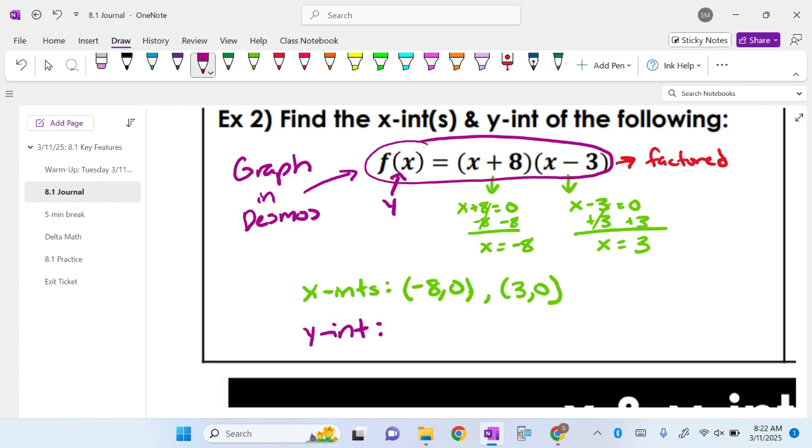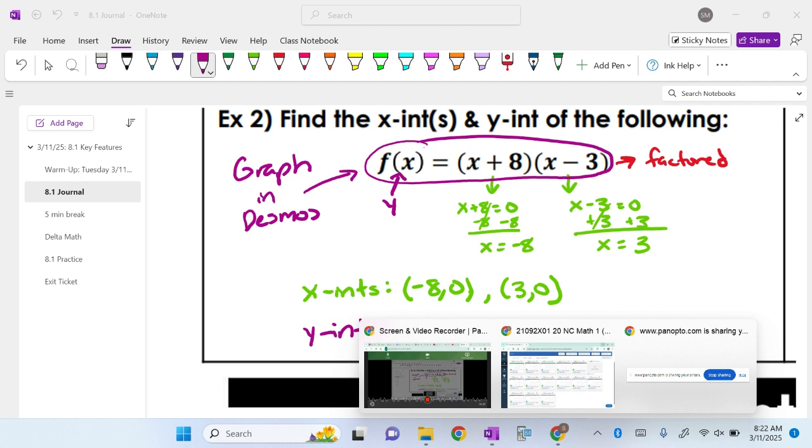Now, let's go with Lissandro. What's the y-intercept? Were you able to get it graphed? No, I did the exit, but I think I won. All right. So, help him out. Brian, what's the y-intercept?